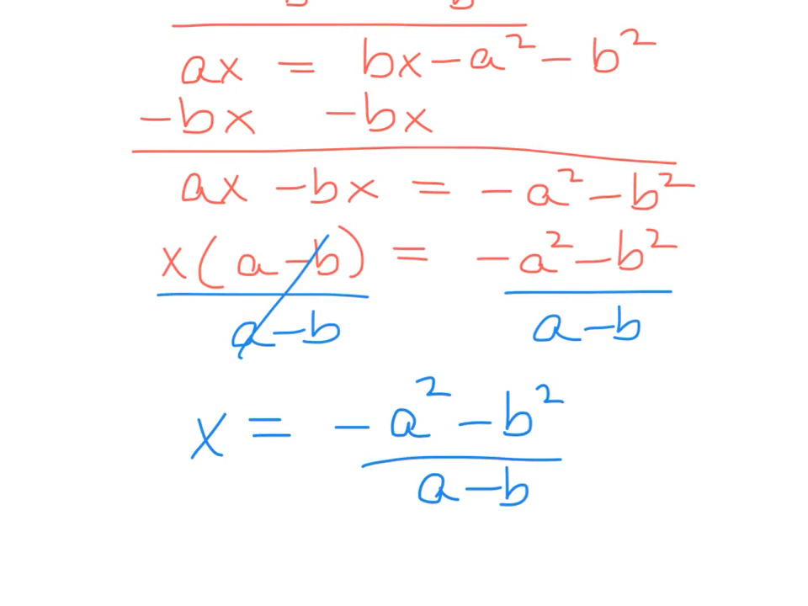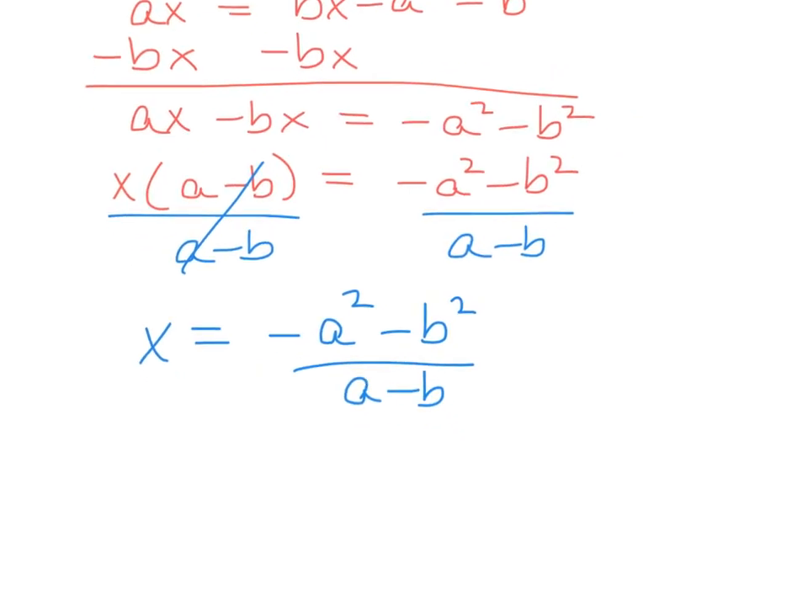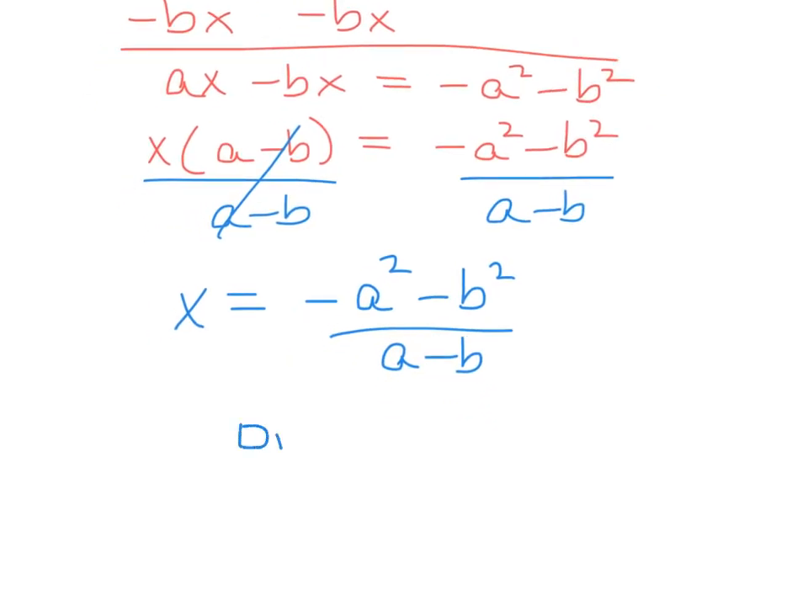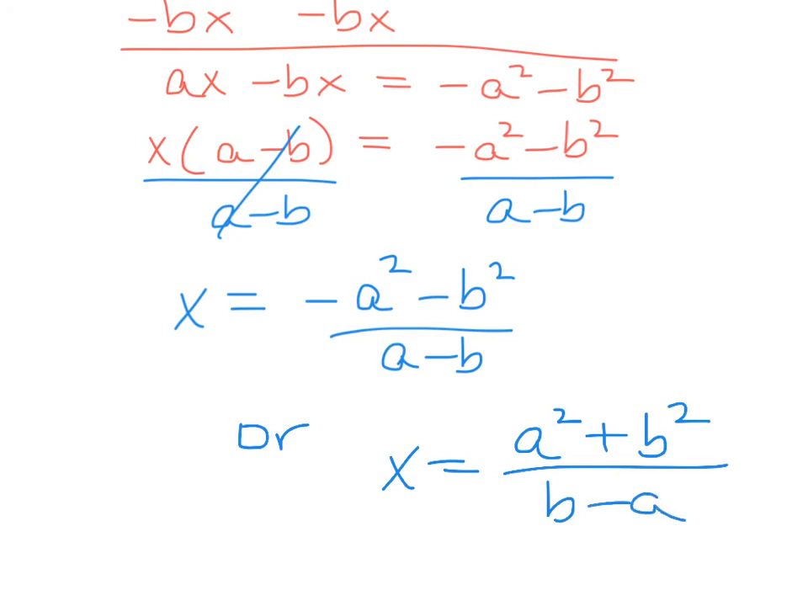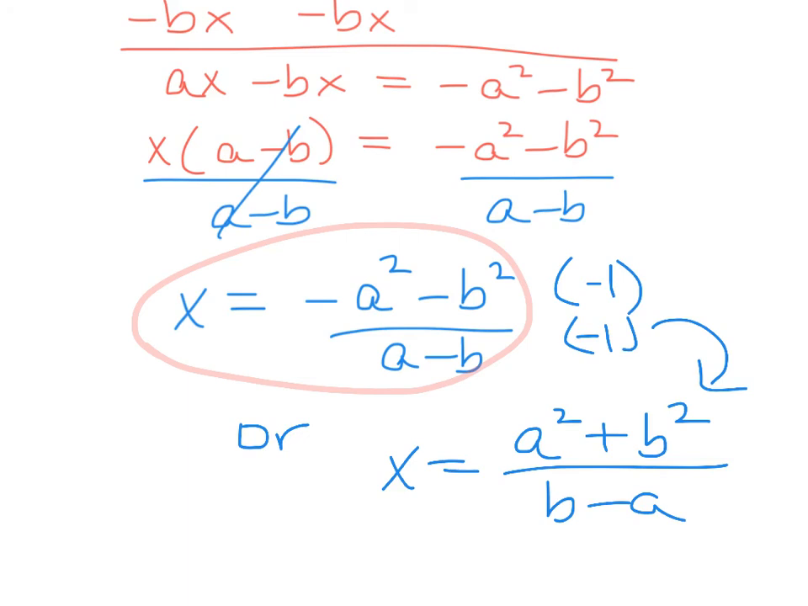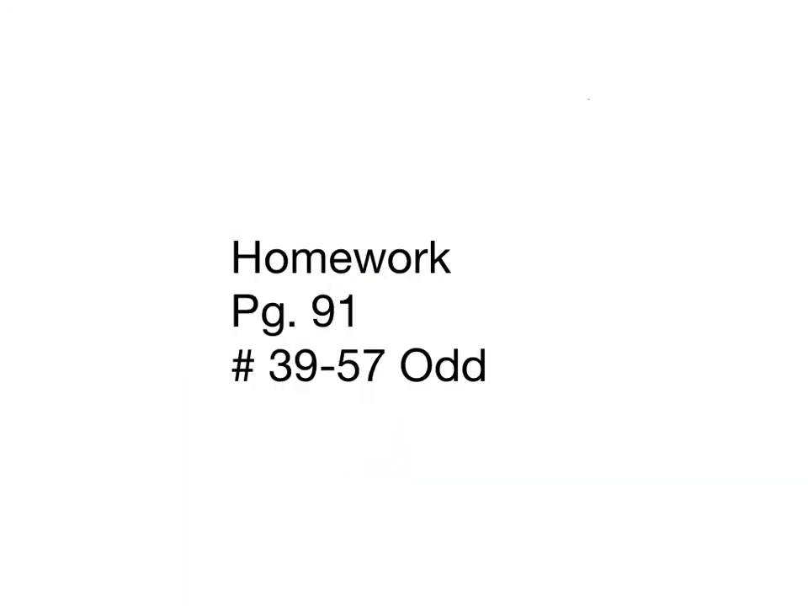Now, if you don't like that negative in the top and you'd prefer to pull out a GCF of negative 1, you could also divide it and get x equals a squared plus b squared over b minus a. So you could divide them both by negative 1 to make it look like that. But I'm okay with you leaving it just like that. So either answer there.